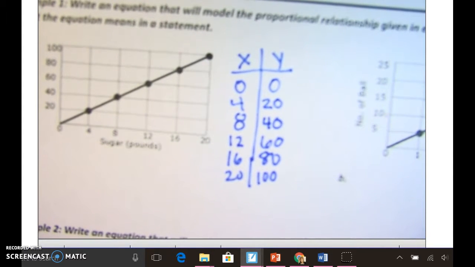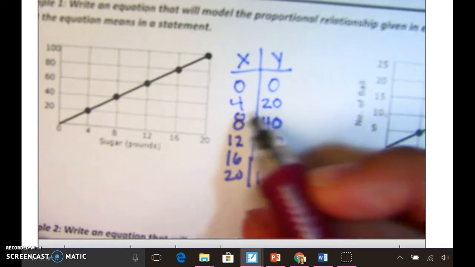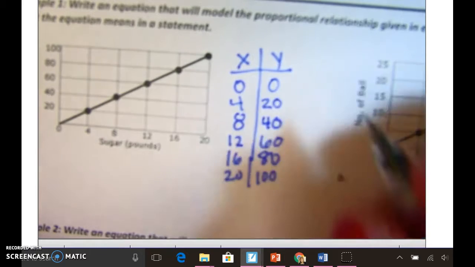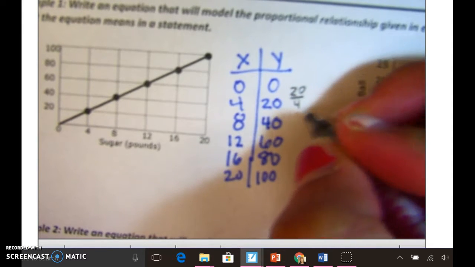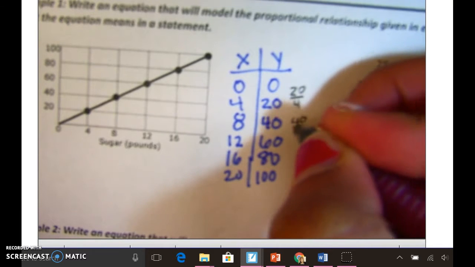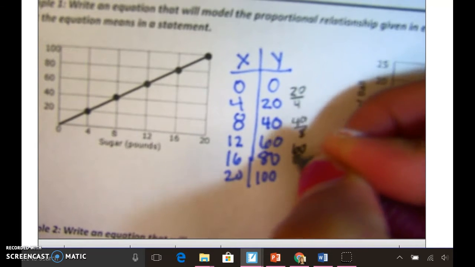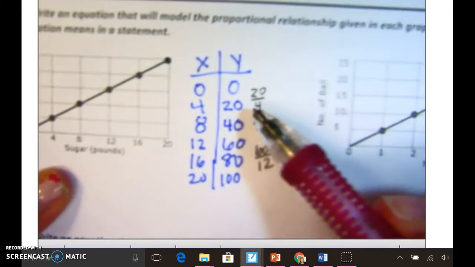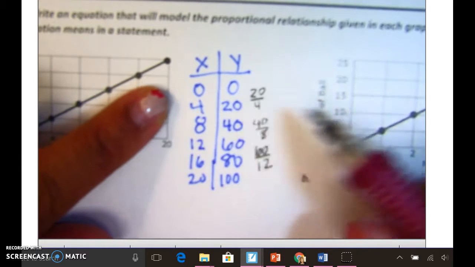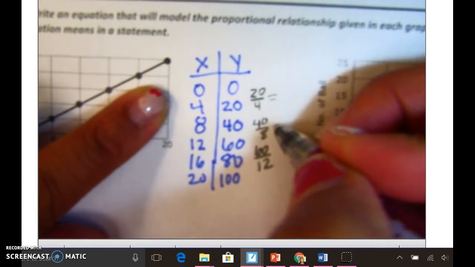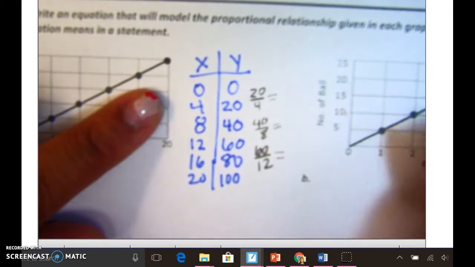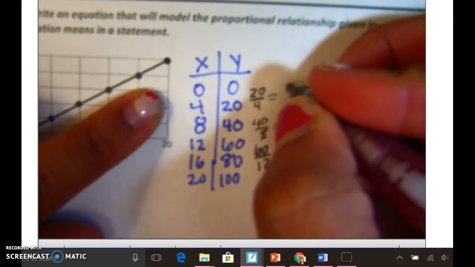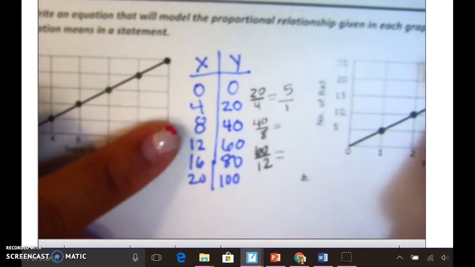And now we're going to try to determine what the constant is. How is y changing as x is changing? Well, I can make a ratio. 20 over 4, 40 over 8, 60 over 12. I can put every y over its x value, and they should all reduce to the same thing. Well, what is 20 divided by 4? It's 5, or 5 to 1.